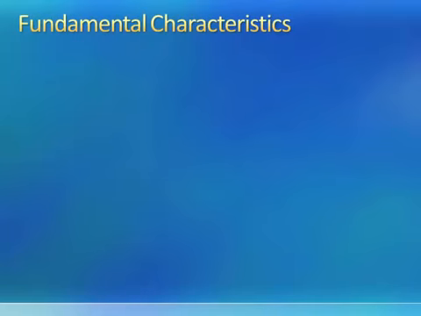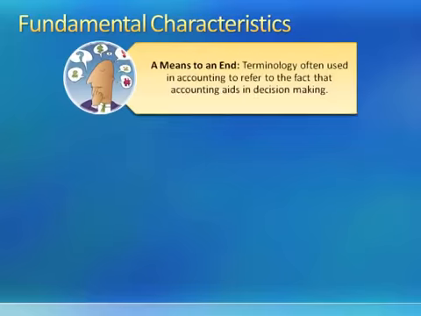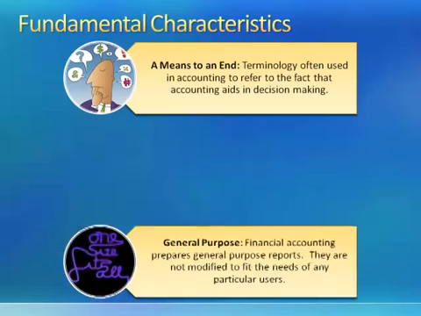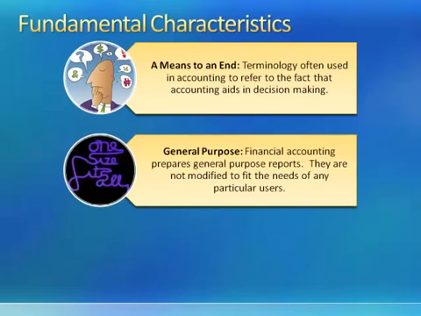Before we study financial statements, we're going to discuss a few fundamental characteristics of financial statements. First, a means to an end. This is terminology that's often used in accounting to refer to the fact that accounting aids in decision making. Next, general purpose. Financial accounting prepares general purpose reports. They are not modified to fit the needs of any particular users.